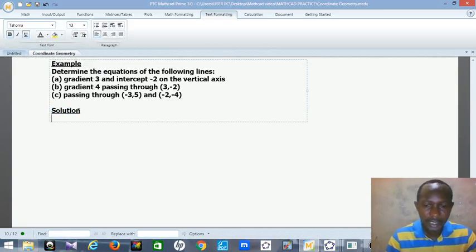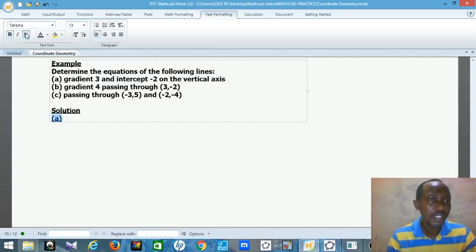So solution, let's start with the first one. So let's start with A now. So how do you solve for A? A is a very simple question. I've already given you the condition. When gradient is given and the y-intercept is given, I've told you the equation to use. You don't need to waste your time.